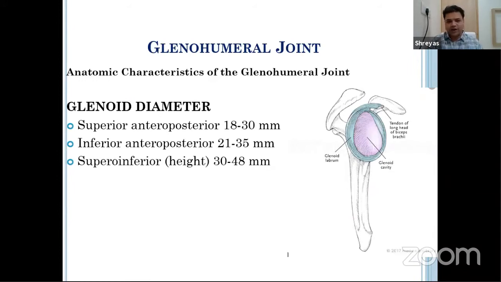First of all, glenoid diameter. As we all know that glenoid is pear-shaped. That's why the AP diameter of the inferior of the glenoid is larger compared to that of the superior diameter. Superior AP diameter is around 18 to 30 mm, while the inferior AP is 21 to 35 mm, and the height of the glenoid diameter is around 30 to 48 mm.